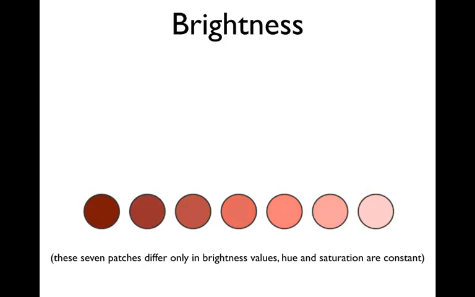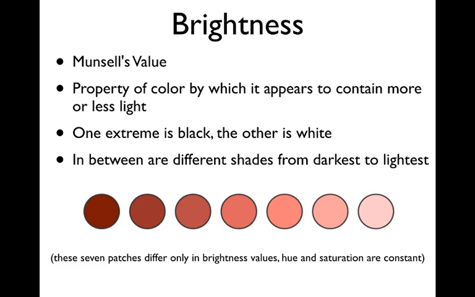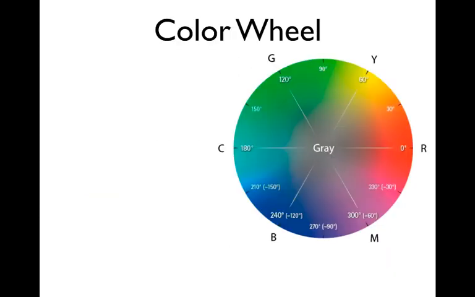So finally, what is brightness? This is the toughest one for everybody. Brightness is the property by which the color appears to contain more or less light. Does that make sense? This becomes really critical to us. In one extreme, you've got black. The other extreme, you'll actually have white. In between, you've got shades of different colors.